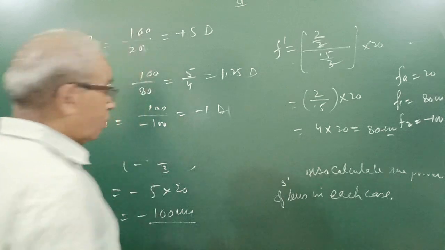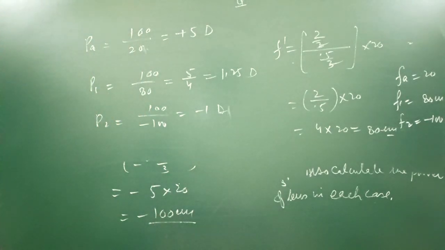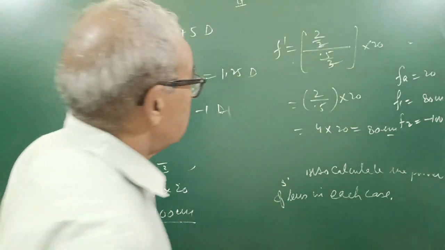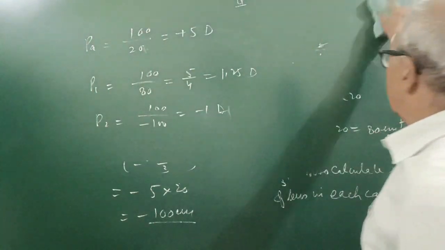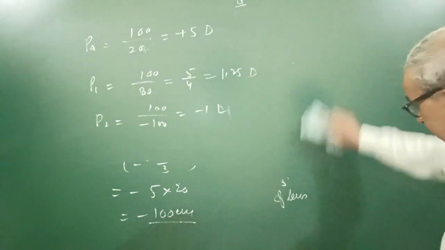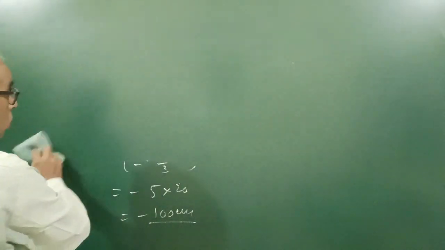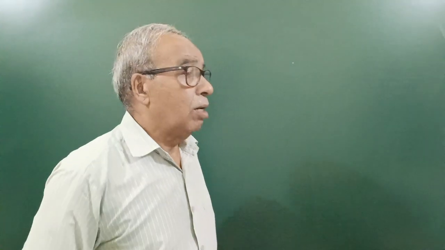So the larger the focal length, the smaller the power of the lens. And the power of a concave lens is negative. Now I want to tell you one thing more. I have told you different types of lenses and their names.